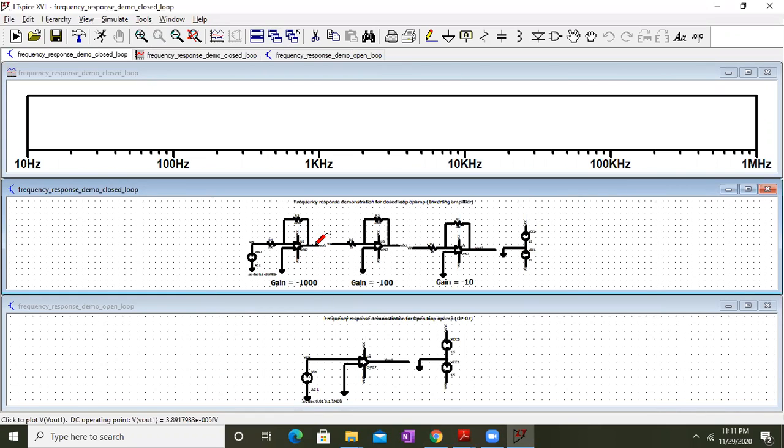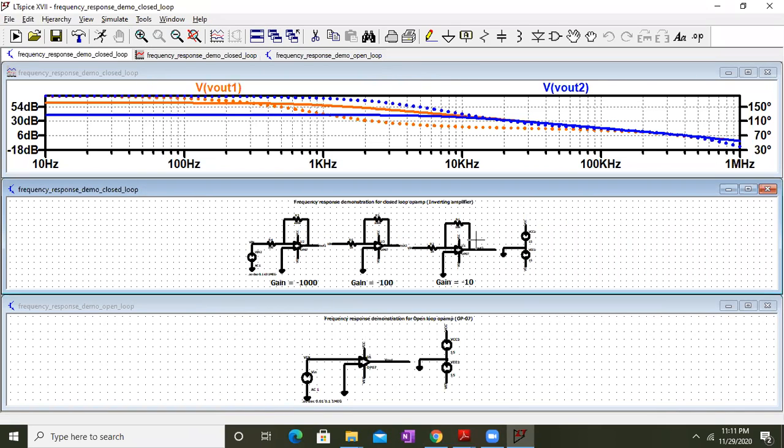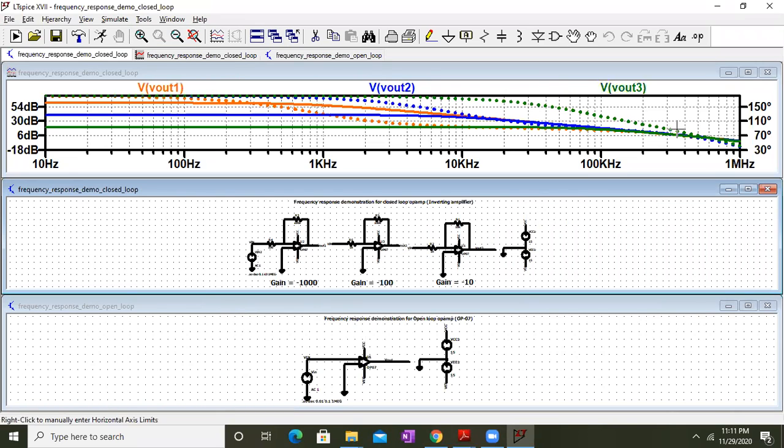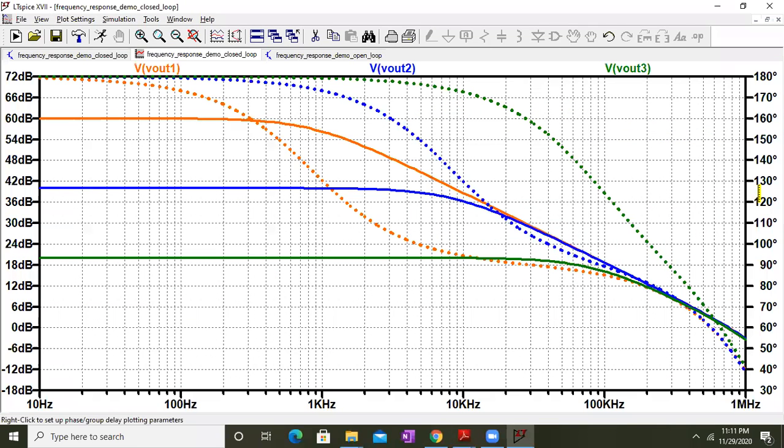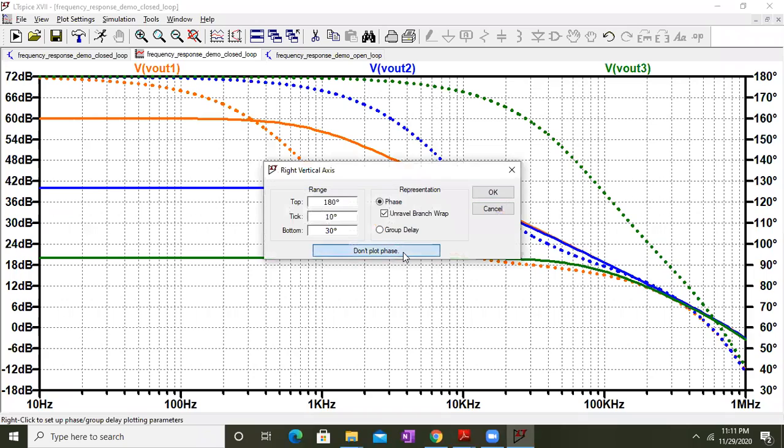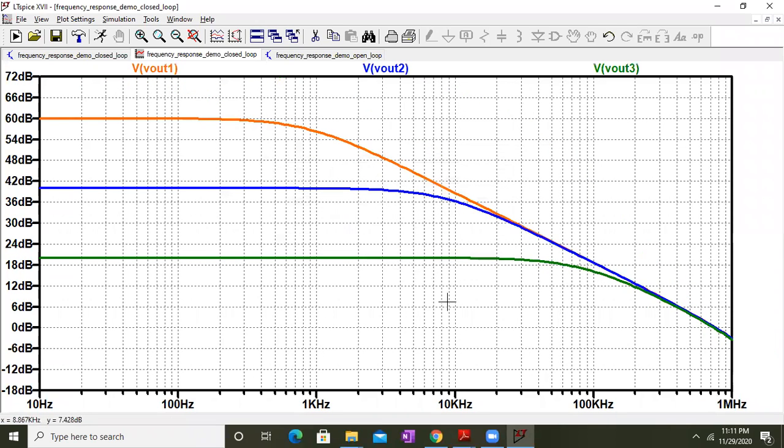So I'll plot gain of 1000, gain of 100, and gain of 10. This is my magnitude as well as phase plot. I'll remove it. Okay, we are getting something.